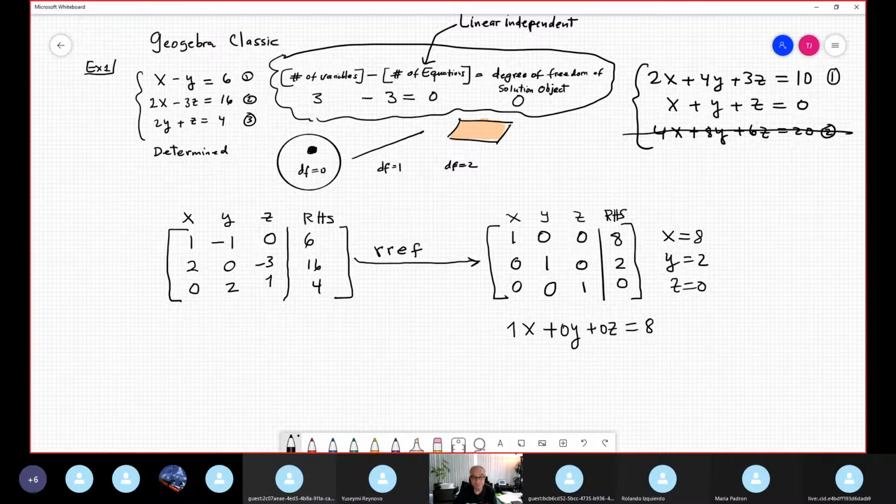The mathematical object that represents the solution set of this system is a point, and the point is represented in 3D like an ordered triple, 8, 2, 0.